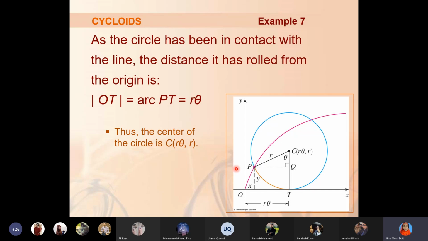When you do it yourself and rotate the circle, you will see how OT is equal to arc PT. Now the angle it has rotated is theta. So the length of this arc PT is equal to the radius of the circle times the angle it has inscribed, that is theta. So arc PT is equal to R theta. So the center of the circle is at x equal to R theta, and the y coordinate is the radius, which is equal to R.